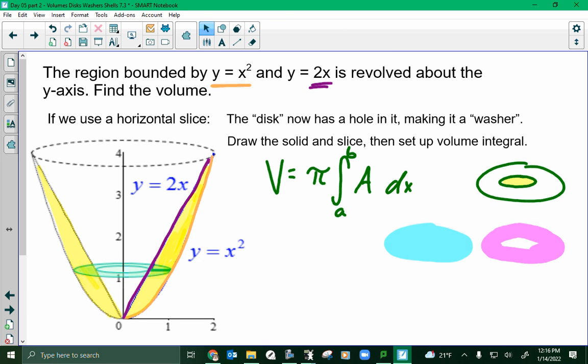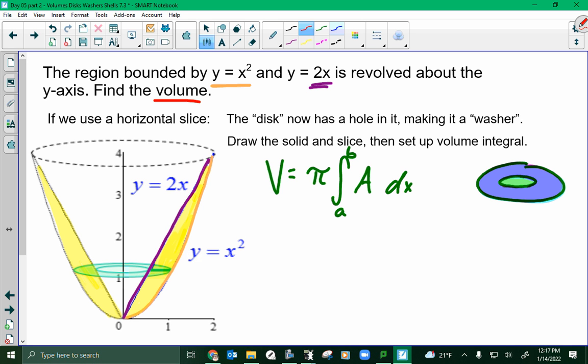Okay, this area minus this area is going to give me this area. So I find the area of the bigger circle, and I subtract the area of the smaller circle, and that gives me my washer. Now, we know how to integrate the area of a circle, and we know that gives us volume, which is what we're looking for. Find the volume. So let's take a look at something else we already know.